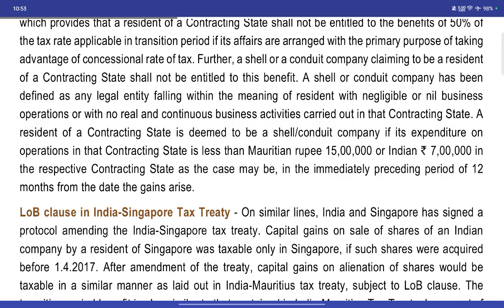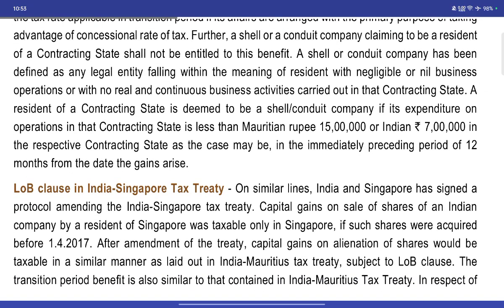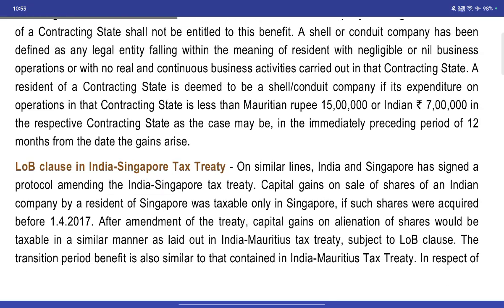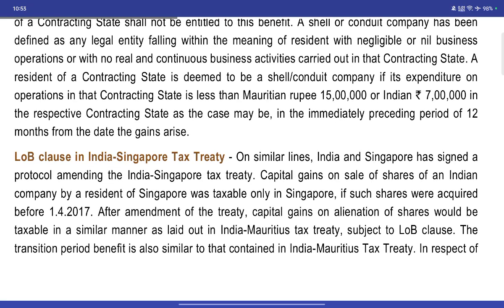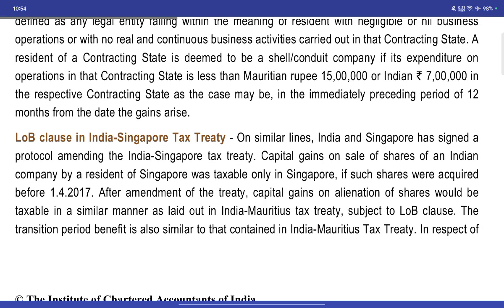Further, a shell or conduit company claiming to be a resident of a contracting state shall not be entitled to this benefit. A shell or conduit company is defined as any legal entity falling within the meaning of resident with negligible or nil business operations, with no real continuous business activities carried out in the contracting state. A resident of a contracting state is deemed to be a shell company if its expenditure on operations in the contracting state is less than Mauritius 15 lakhs or Indian rupees 7 lakhs in the respective contracting state, as the case may be, in the immediately preceding period of 12 months from the date the gain arises.